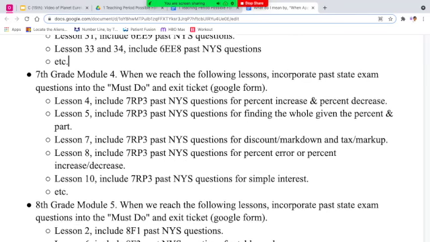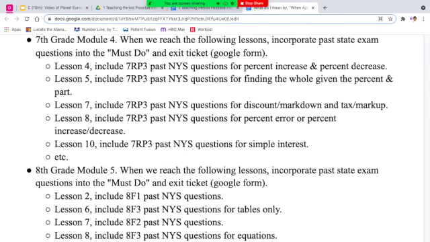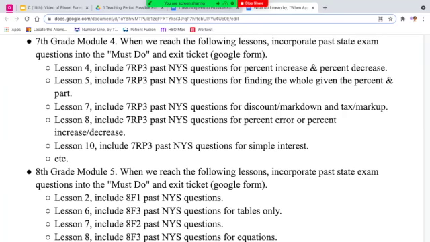Let's move on to grade 7, seventh grade, module 4. Same process, I'll just go through it. Lesson 4, include 7RP3 questions specifically for percent increase and percent decrease. Then when you reach lesson 5, you can include past New York State exam questions for 7RP3, but ensuring that those questions are geared towards finding the whole, given the percent and part.